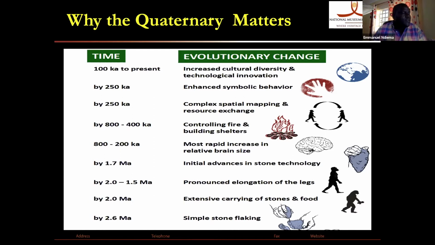And most importantly, there was also a more rapid increase in relative brain size as a result of increased technology and more efficient acquisition of tools or of resources. Eventually, we also have evidence of controlling fire and building shelters. And this eventually can also lead to complex spatial mapping and resource exchange among different hominids. And also we have enhanced symbolic behavior, which again, going into the present, increased technological and cultural diversity.